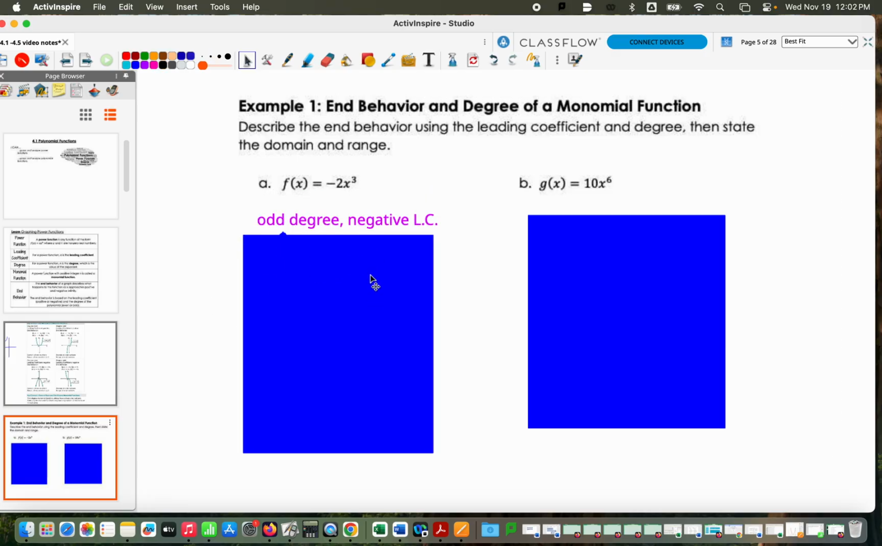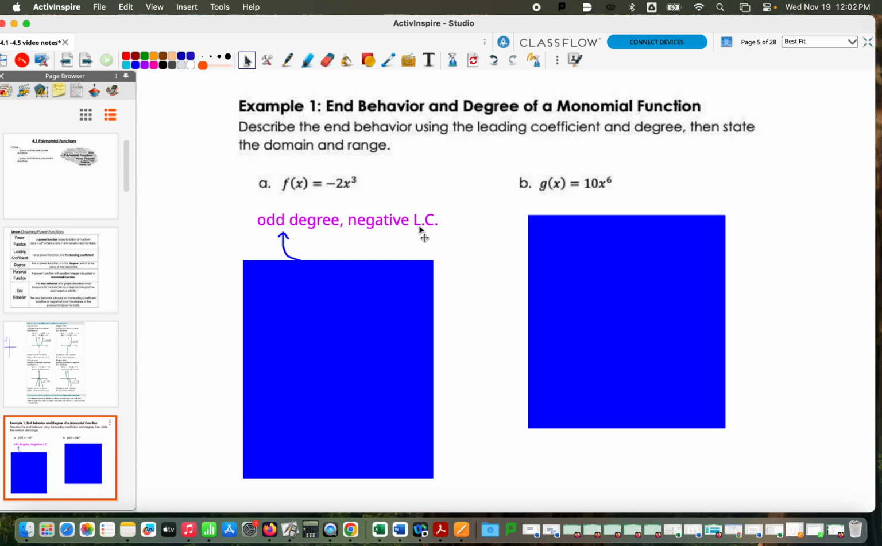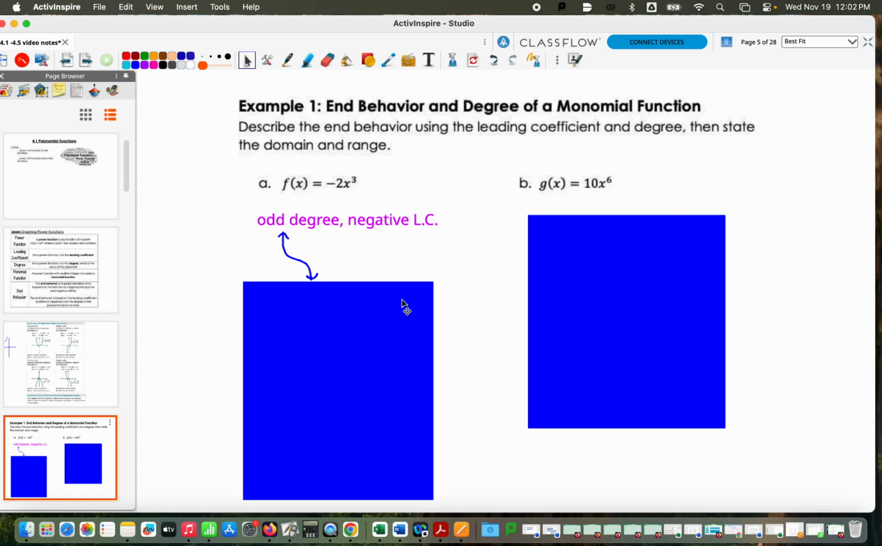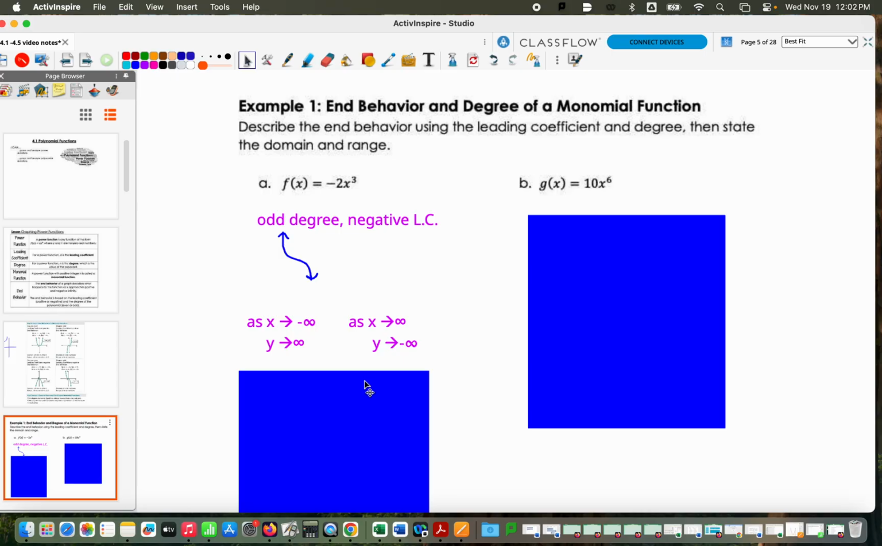So odd and a negative leading coefficient, I just abbreviated LC for leading coefficient, should have a shape like we just saw on the previous page. So it's going down this way. Up as we go to the left and down as we go to the right. In other words, as we write it out, as x goes to negative infinity, as I go to the left, y goes up to infinity. On the other side, as x goes to the right, or as x gets more positive, x goes to infinity, then y is going down to negative infinity. And they might use y, they might use f of x, same idea.